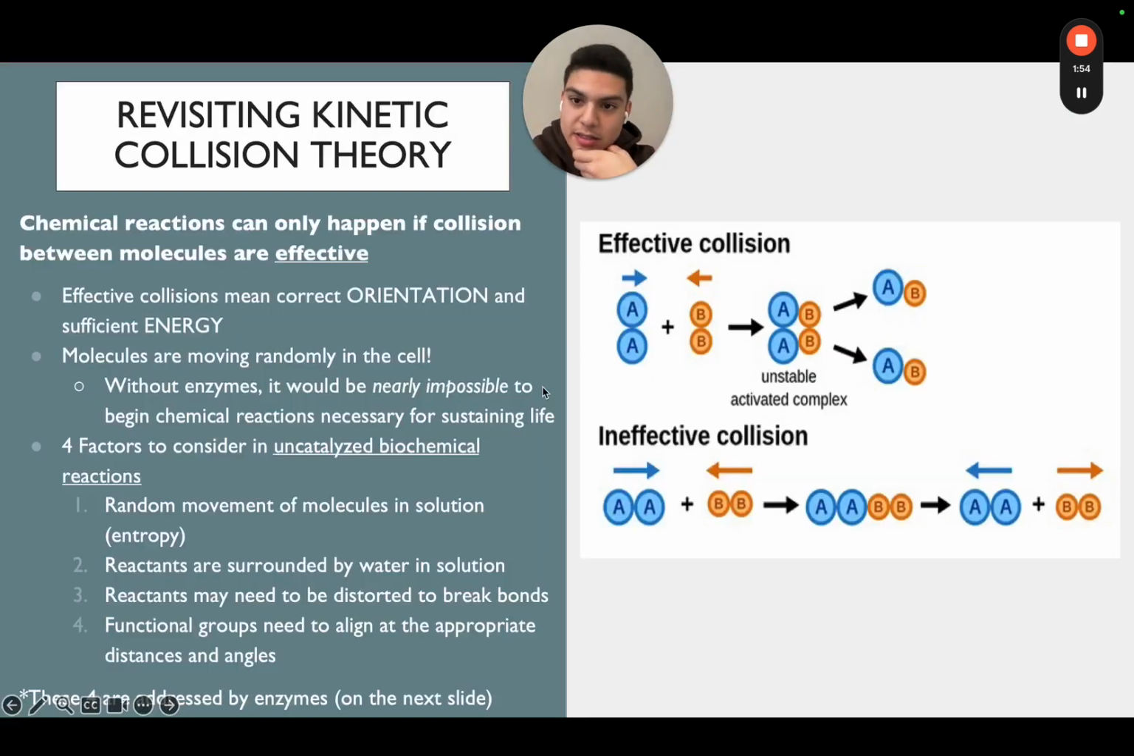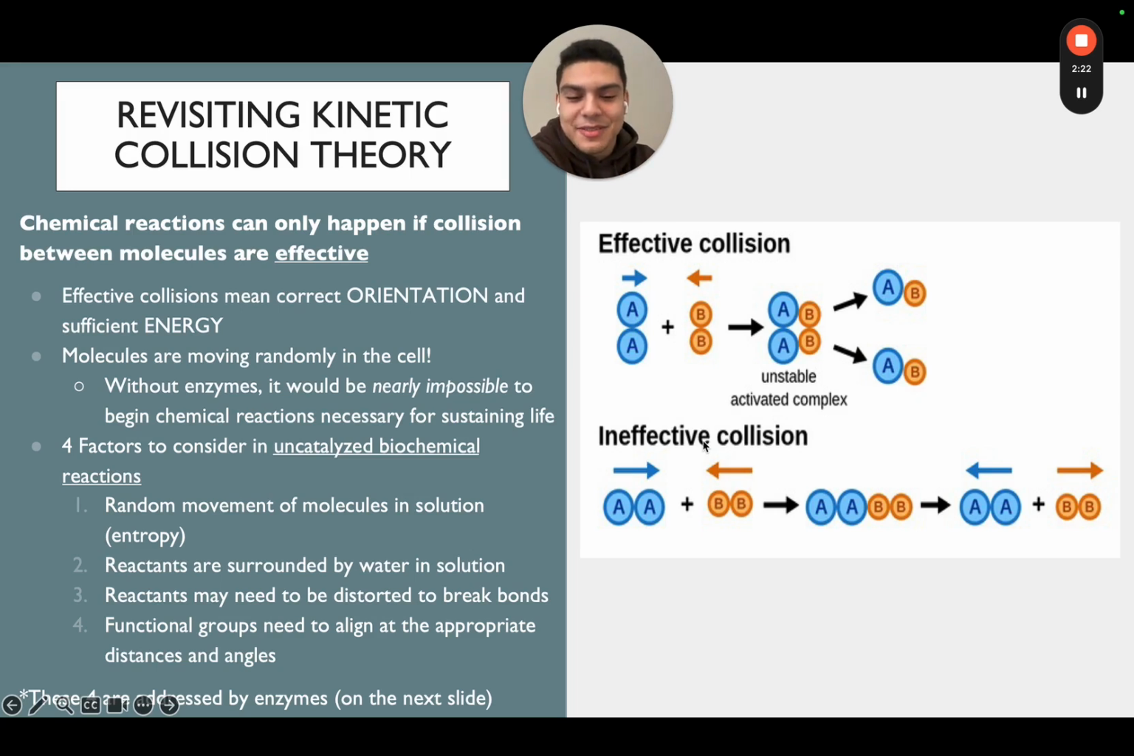Moving on to the next slide, there's revisiting kinetic collision theory. I think this is really important when it comes to understanding enzyme kinetics and how specifically it can help with speeding up the reaction. Chemical reactions can only happen if collisions between molecules are effective. In this diagram to the right, we see that two molecules of A will collide with two molecules of B in a certain orientation, and if they do so, it forms an activated complex, which then forms your product, which is the combined molecules AB and AB.